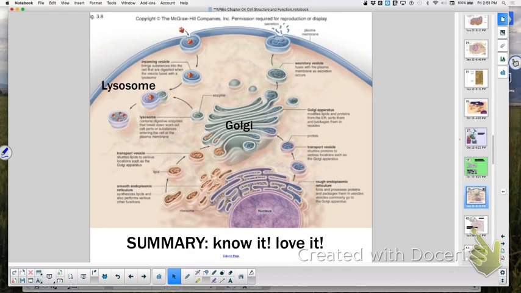Right, and it'll be further packaged, modified, and you'll put on an address label, and it'll leave. Now it might go to the edge of the cell and export, or maybe it's the stomach of a cell called a lysosome. Lysosome, and I might hook up with an endocytotic vesicle.